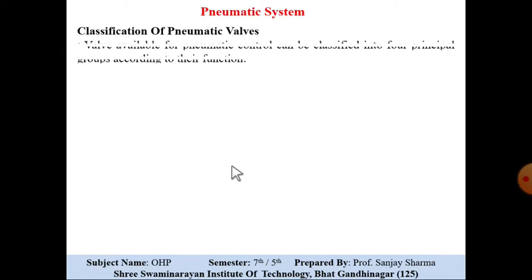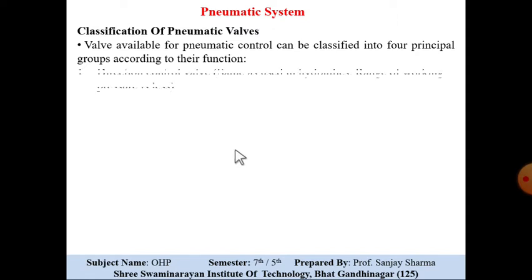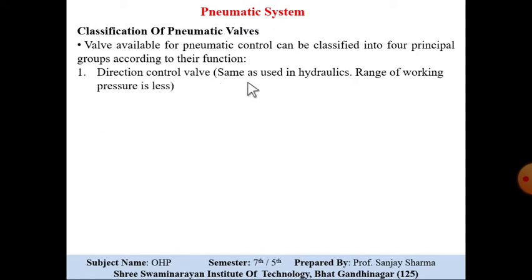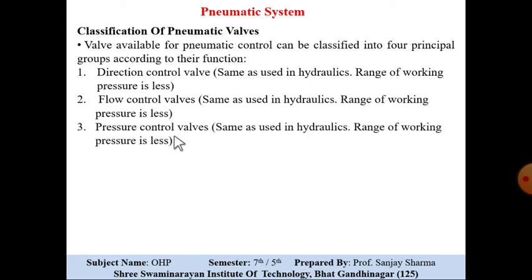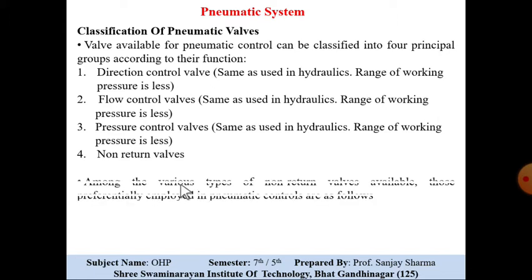Now classification of pneumatic valves. Valves available for pneumatic control can be classified into four principal groups according to their function. The first is DCV, which we have seen in the hydraulic system, so we will not repeat the same thing. Second is FCV, that is flow control valve, again same as used in the hydraulic system. The third is pressure control valve or pressure regulator valve, which is same as in the hydraulic system. So these are the three types of valve which are similar to those of the hydraulic system. The fourth is non-return valve, which is somewhat different.